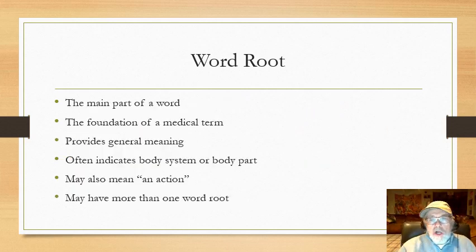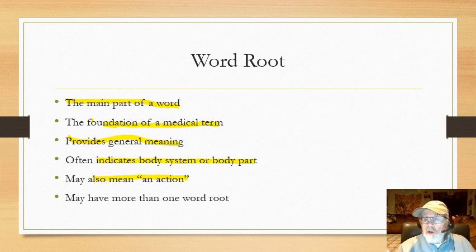Okay, now let's talk a little bit more about these individually and get those all down so we understand everything that's going on. Again, that word root, like I mentioned, is the main part of a word. It's the foundation of a medical term. It provides the general meaning of the term. I can't say all, but many of the word roots indicate a body system or a body part. Like I said, cardi, heart, gaster, stomach, enteral, intestines. Hepato would be liver. Nephron means kidney. Sometimes these word roots also may mean an action. We're going to be exposed to a couple of these word roots that might be an action down the road.